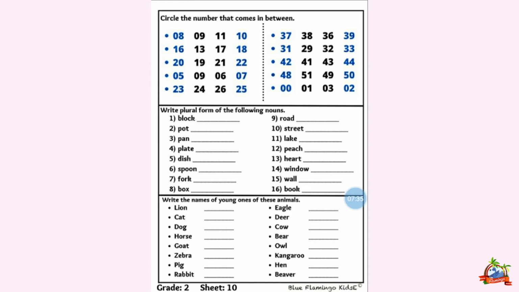Okay, so we have read number names from 1 to 20. So in maths, what we have to do is we have to circle the number that comes in between. Okay.